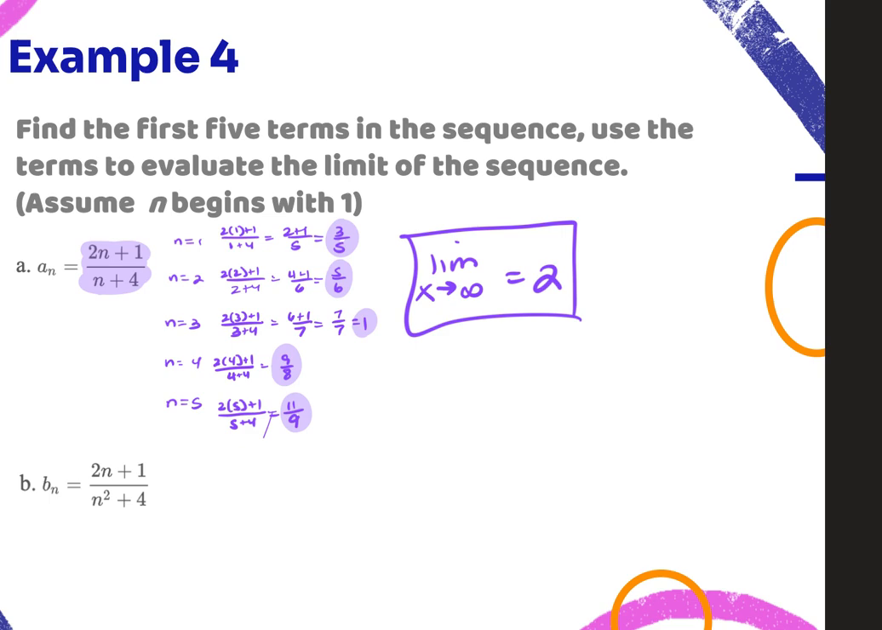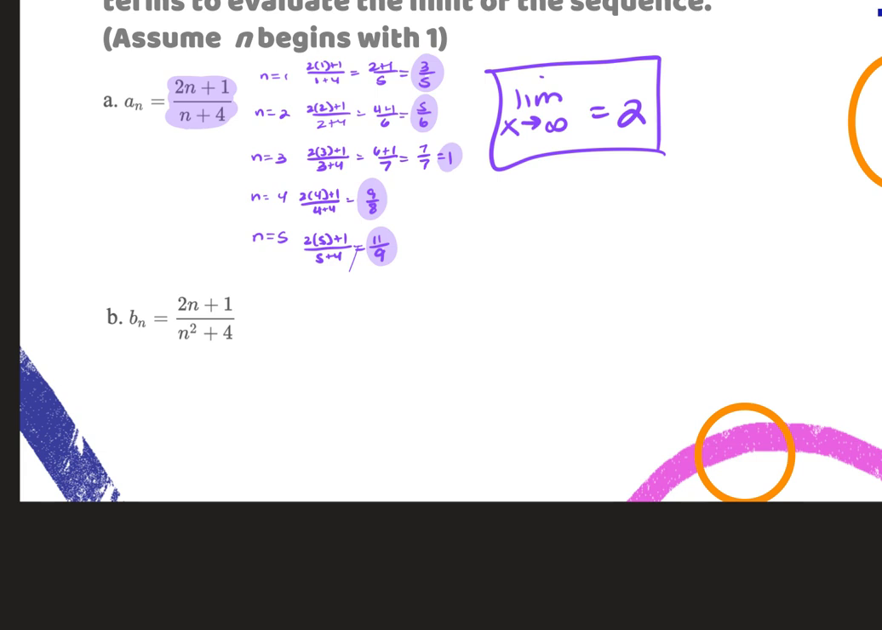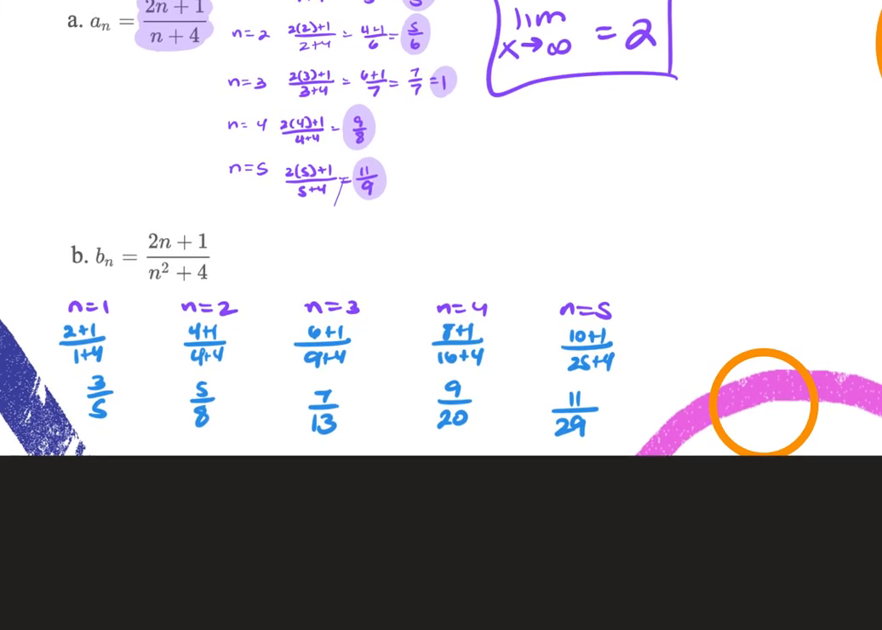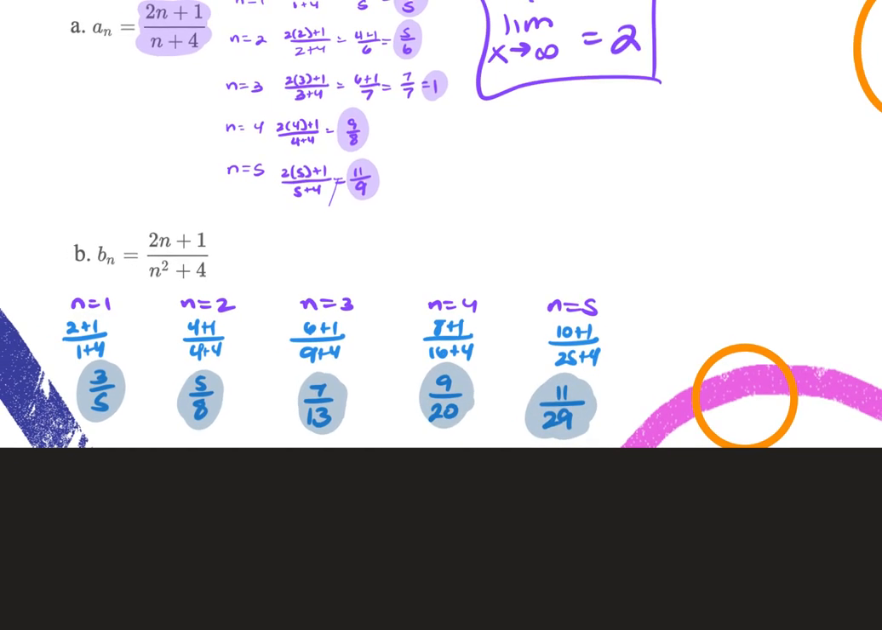Yeah, except that it also wants you to find the first 5 terms. All right, you do B. All right, your values should have been 3/5, 5/8, 7/13, 9/20, 11/29. So these values are getting smaller, okay? And if we go off the rules of our horizontal asymptotes, the exponent in the top is less than the bottom, which means the limit is where? Good.